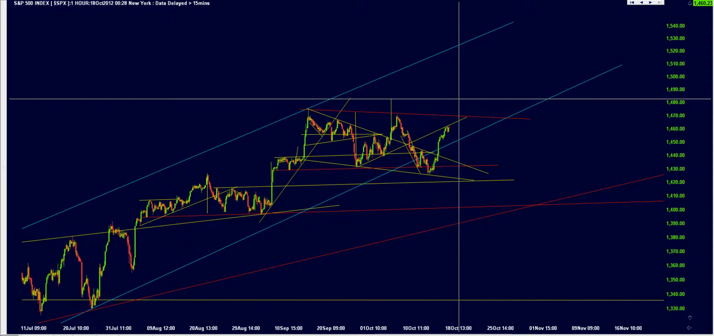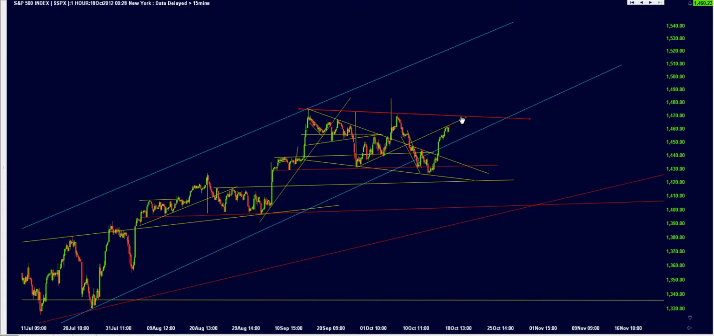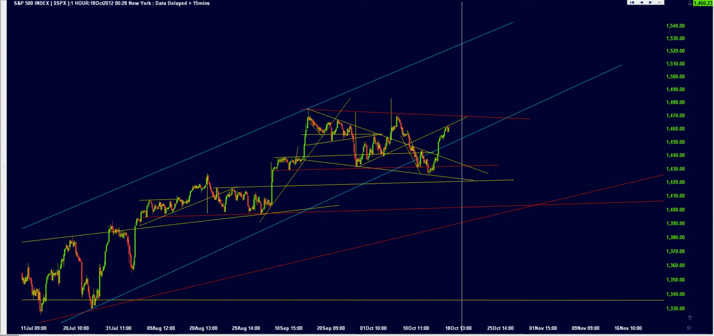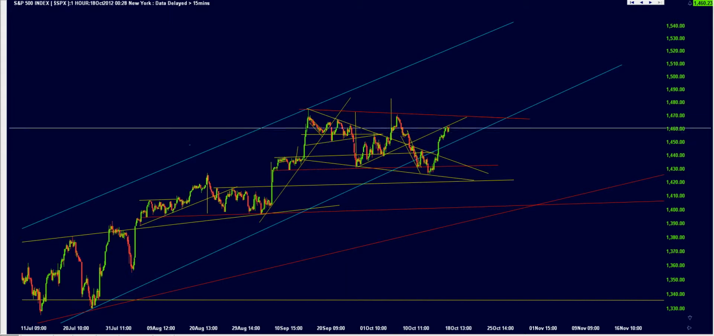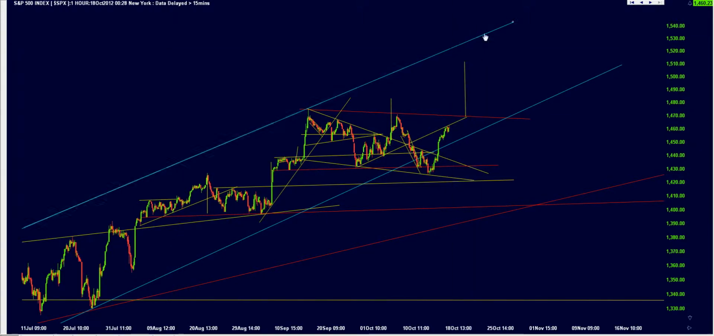Now where would we expect the S&P 500 to go if we came up and just sliced through this red line here and we closed say 1% above this area? Well, the same pattern would apply and we would then expect a clear break up to the 1500 area. I would say if the market did break out to this area, we would most likely get another tag up on this upper blue trend line.